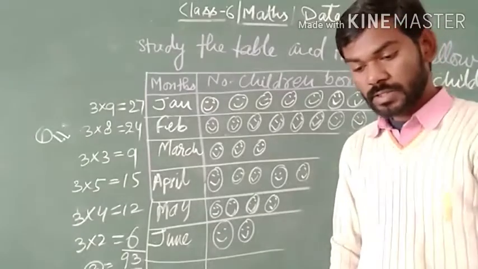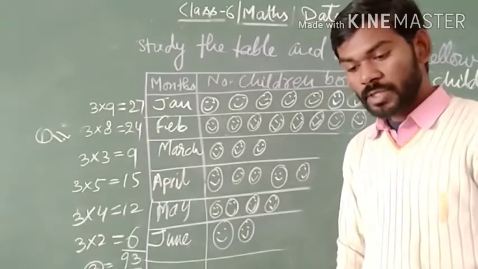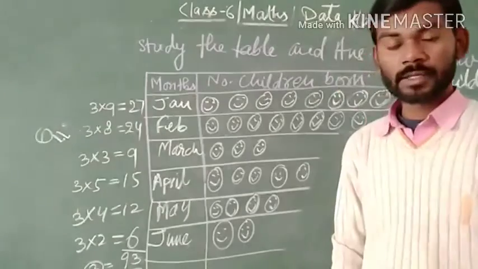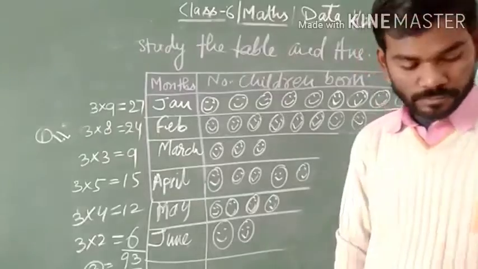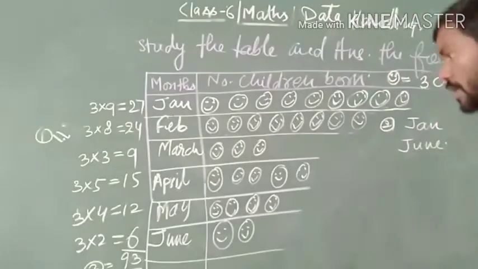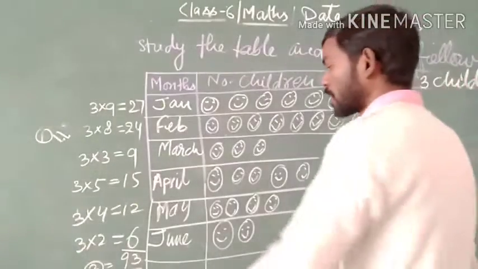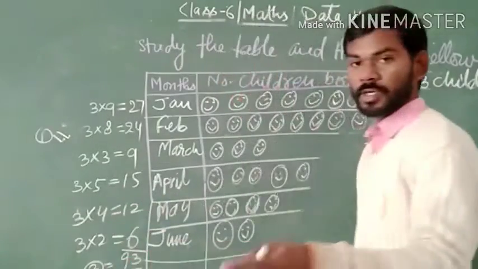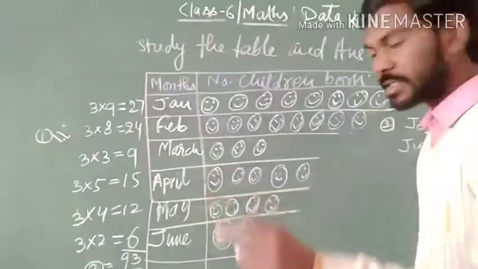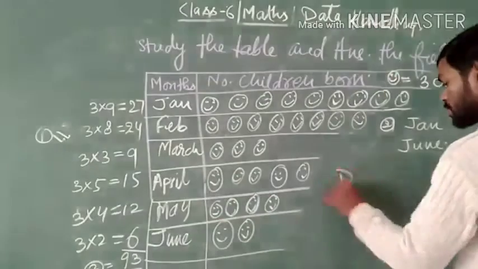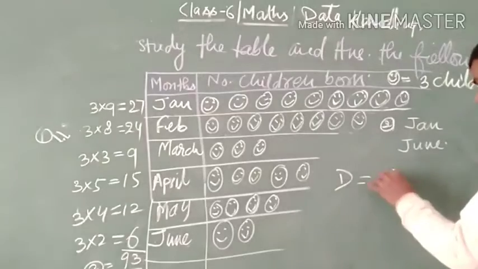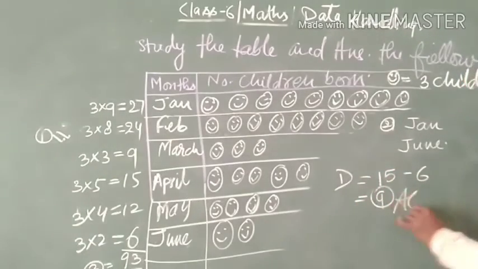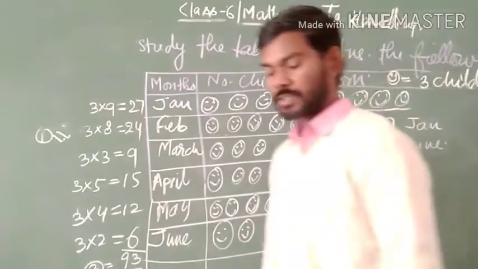The next question is, what is the difference between the number of children born in the month of June and in the month of April? No problem. Here we can see that the number of children born in April is 15 and the number of children born in June is 6. Therefore, the difference, D, is equal to 15 minus 6, which is equal to 9. Therefore, 9 is the right answer.